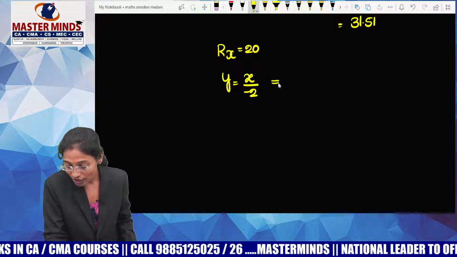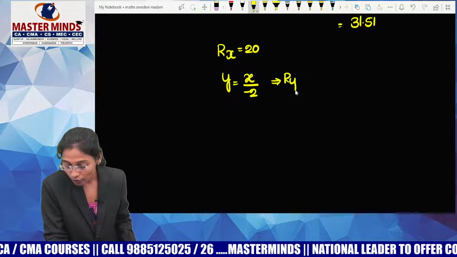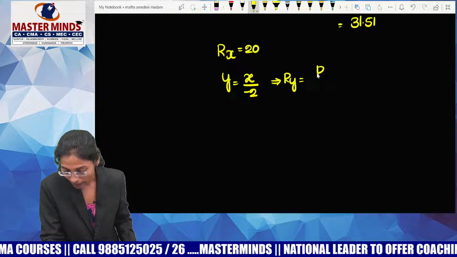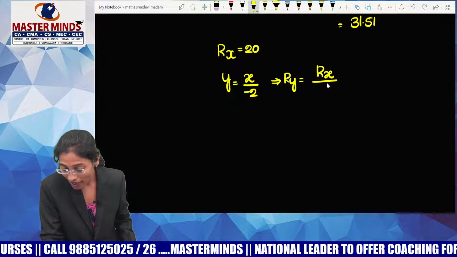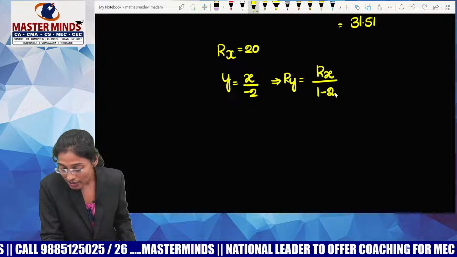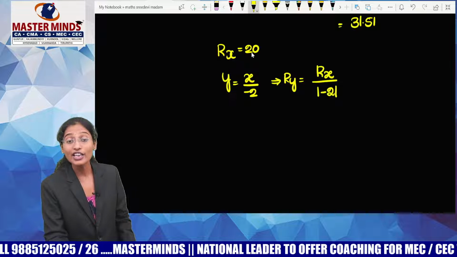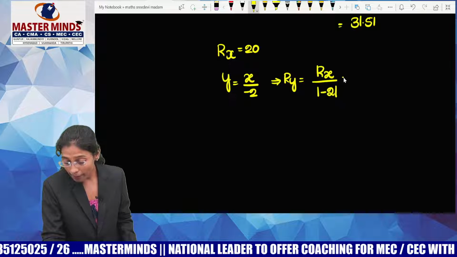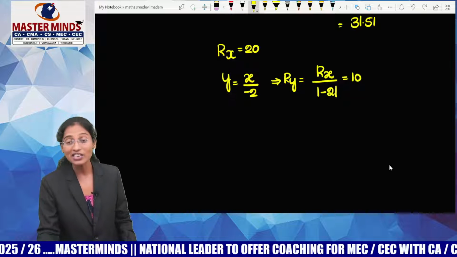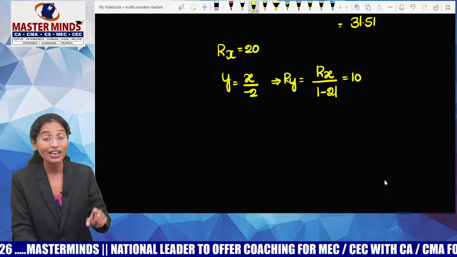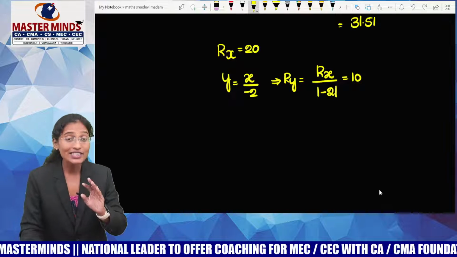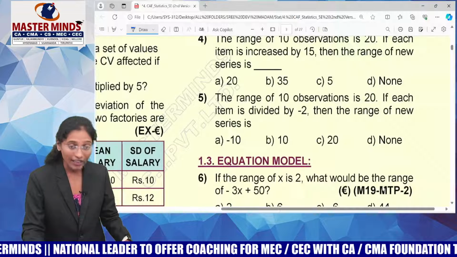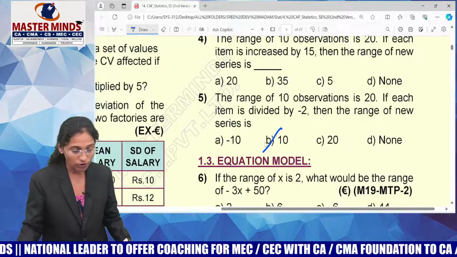Then what is range of Y equal to? I've told you, range of X by modulus of -2. What is modulus of -2? 2. And range of X is 20. 20 by 2, your answer is 10. Try to understand, your answer is not minus 10. Your answer is plus 10. As it is unaffected due to sign, the correct answer is option B.